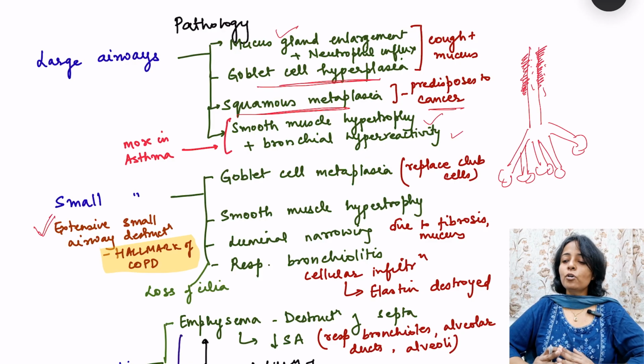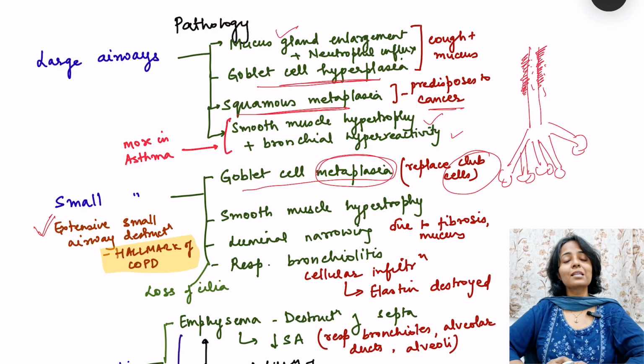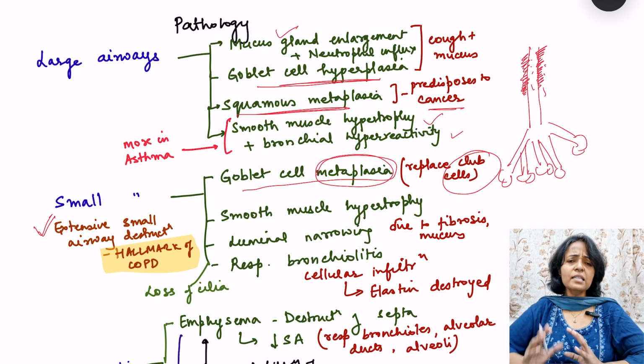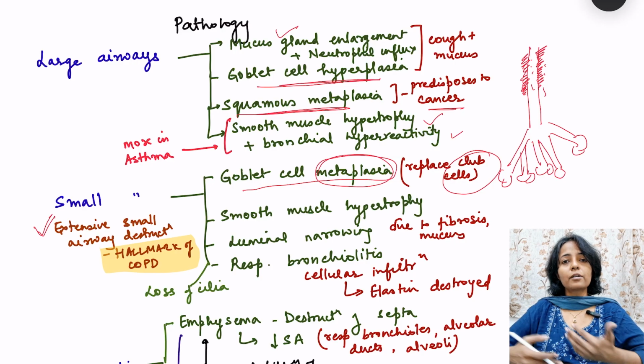Okay, moving on to the small airways, again a similar thing, goblet cell metaplasia is there. Goblet cell metaplasia, because you see that in the small airways there are club cells which secrete surfactant. These club cells are replaced by goblet cells. Okay, so these club cells convert, we can say, into goblet cells, and they also start releasing mucus.